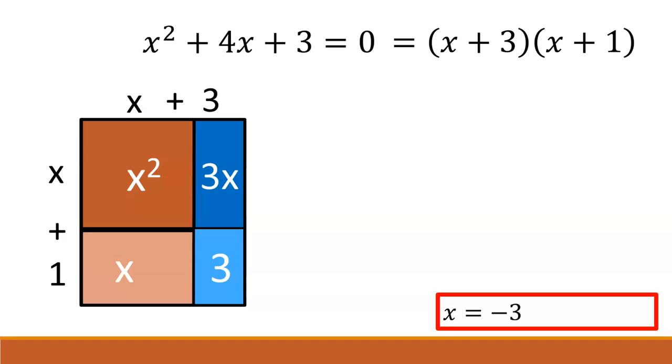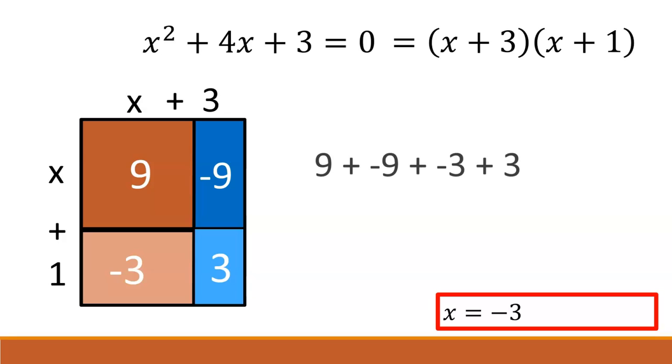So we'll take those one at a time. When x is negative 3, x squared is 9. When x is negative 3, 3 times x is negative 9. When x is negative 3, x is negative 3, and then 3 is 3. So if we add those numbers together, we get the total area of the large rectangle, which looks like it's 0, and that's exactly what it was supposed to be. So we've confirmed that negative 3 really is a solution to the quadratic equation by using an area model.